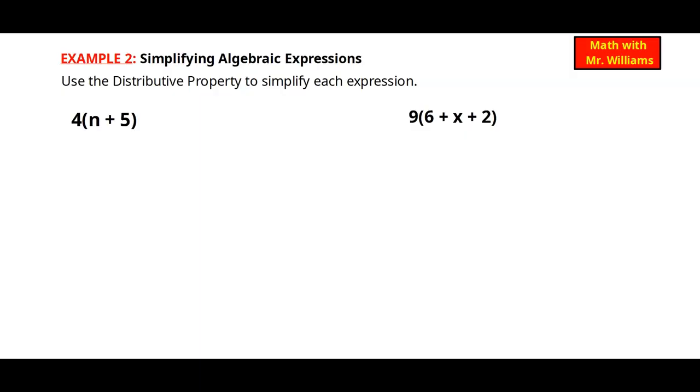Math with Mr. Williams, Example 2, Simplifying Algebraic Expressions. Use the distributive property to simplify each expression. So here's the first one. We have 4 times the parentheses of n plus 5 in parentheses.